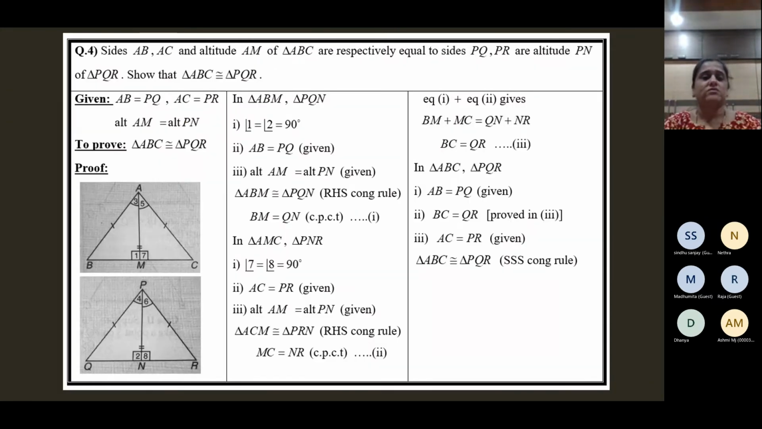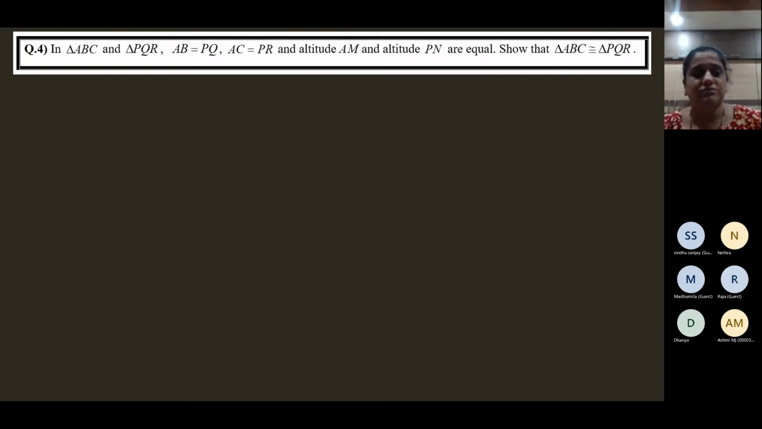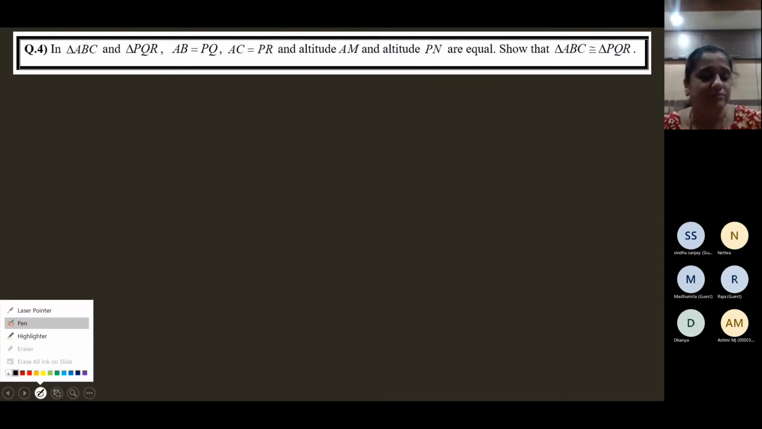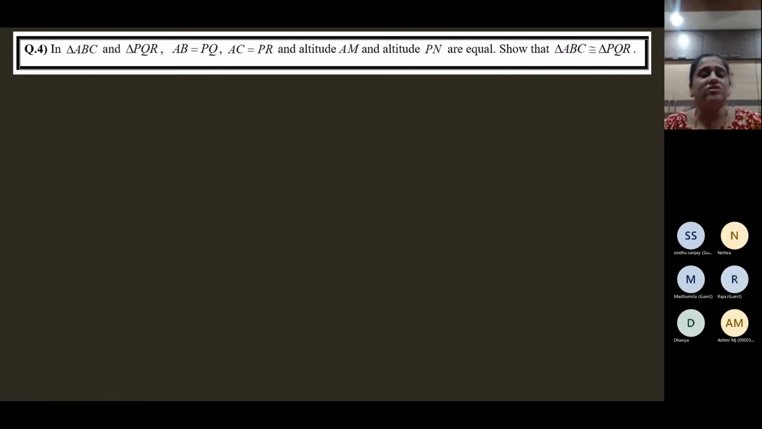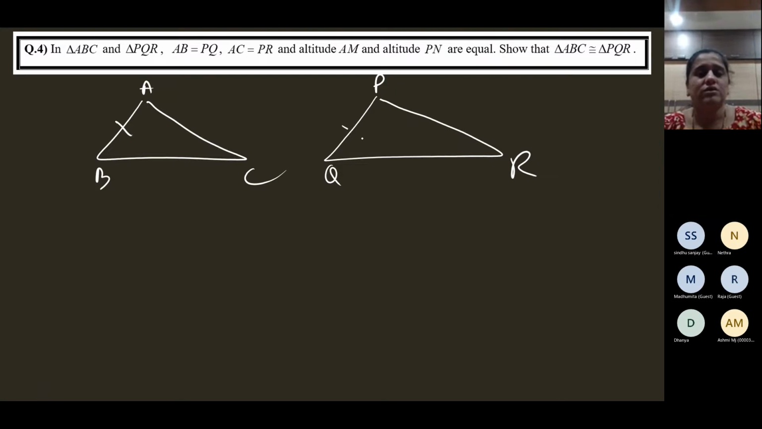Okay. So what I'm going to do is I'm not going to read all that which is here for you. I'll just tell you how the proof goes. First is how to make the diagram. In triangle ABC and triangle PQR, AB is equal to PQ. So we have two triangles, ABC, PQR.